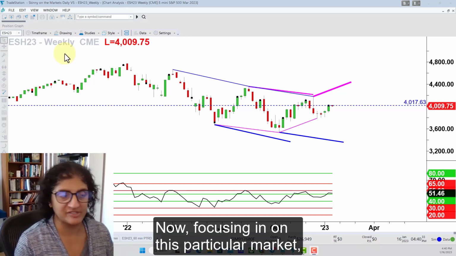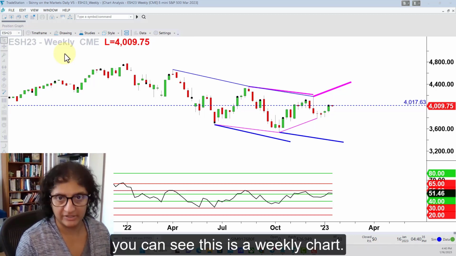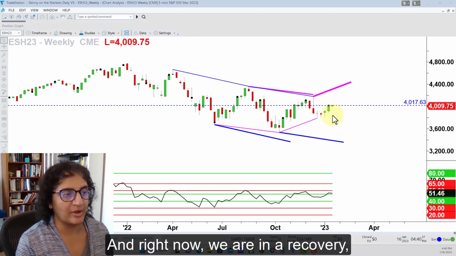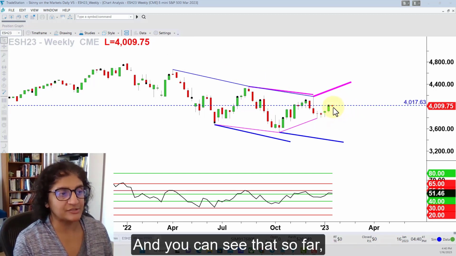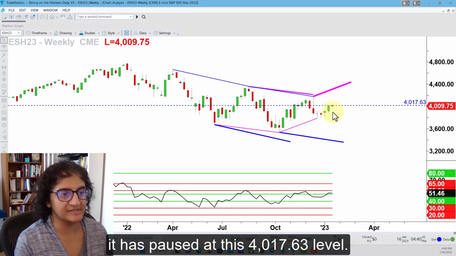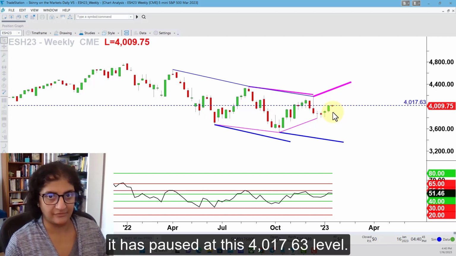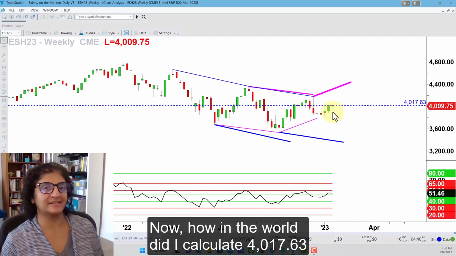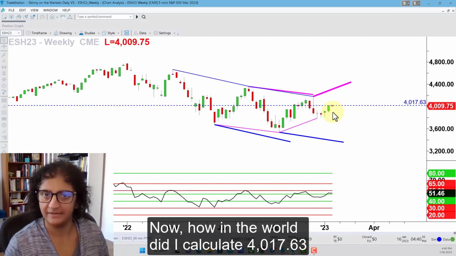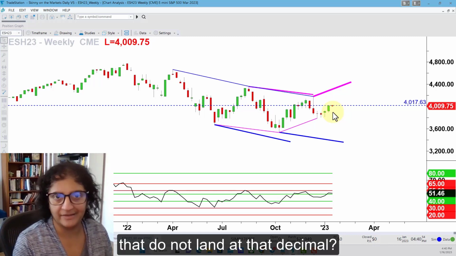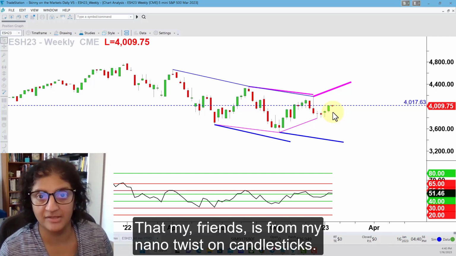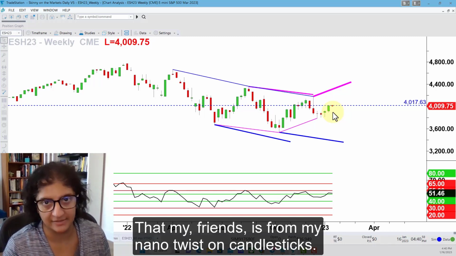Now, focusing in on this particular market, you can see this is a weekly chart, and right now we are in a recovery, which is great for the broad market overall. And you can see that so far it has paused at this 4017.63 level. Now, how in the world did I calculate 4017.63, when the E-mini moves in increments that do not land at that decimal? That, my friends, is from my nano twist on candlesticks.